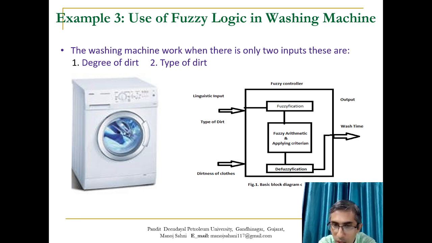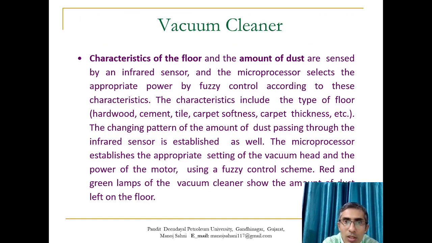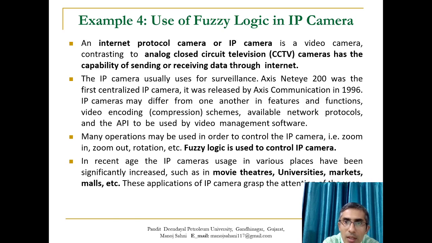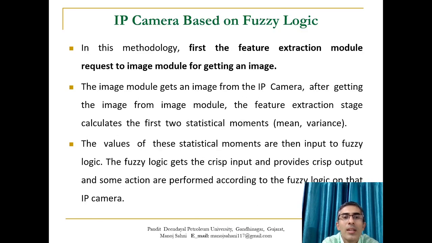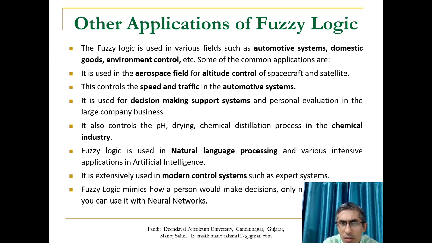That is an input. So there is a process, as you can see: the input is the type of dirt and the dirtiness of clothes, and that will be fuzzified, which goes into the inference engine, where the fuzzy arithmetic and applying criterion is done, which is then defuzzified, and after defuzzification you will get an output in the form of a washing time, which is a crisp value, as I told you. Now this fuzzy logic is also used in the vacuum cleaner, in the camcorder, in the IP camera. There are lots of applications, not just one of them.